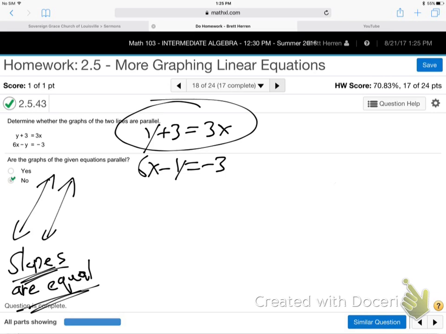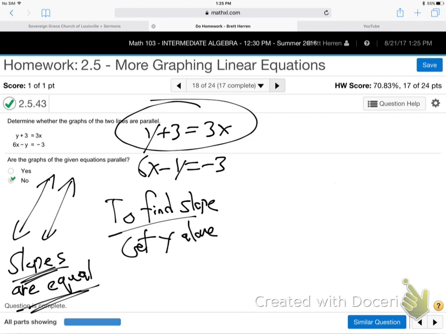How do we get slope? Solve for y. Remember, to find slope, you have to get y alone, and then the fraction next to x is the slope. So you've got to get y alone, and then the fraction next to x will be the slope.